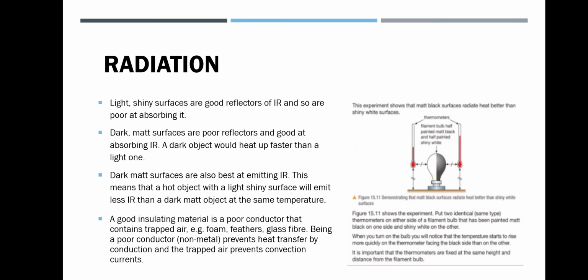And a good insulating material is a poor conductor that contains trapped air. So being a poor conductor, that prevents heat transfer. How does it prevent heat transfer? By conduction, because the electrons are not free to move, firstly, and secondly there is trapped air, which also prevents convection currents. So it prevents energy transfer by conduction and convection both.